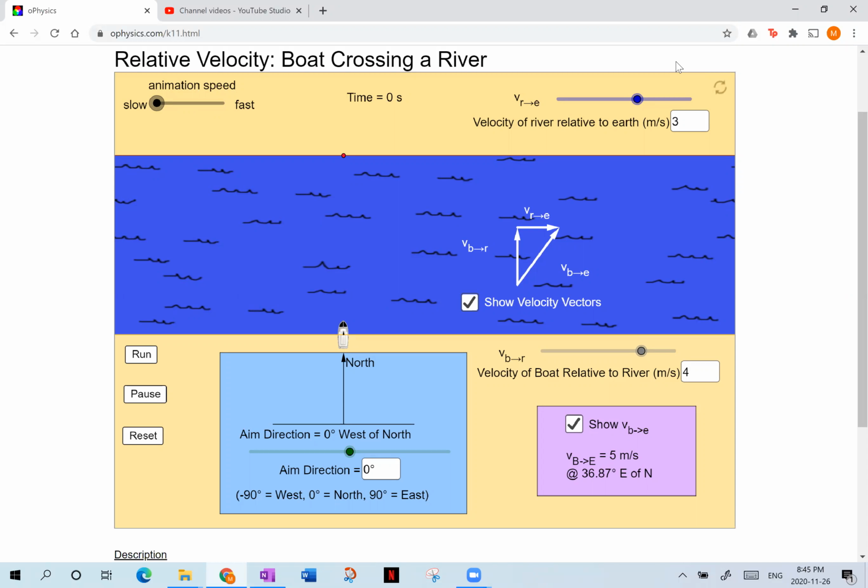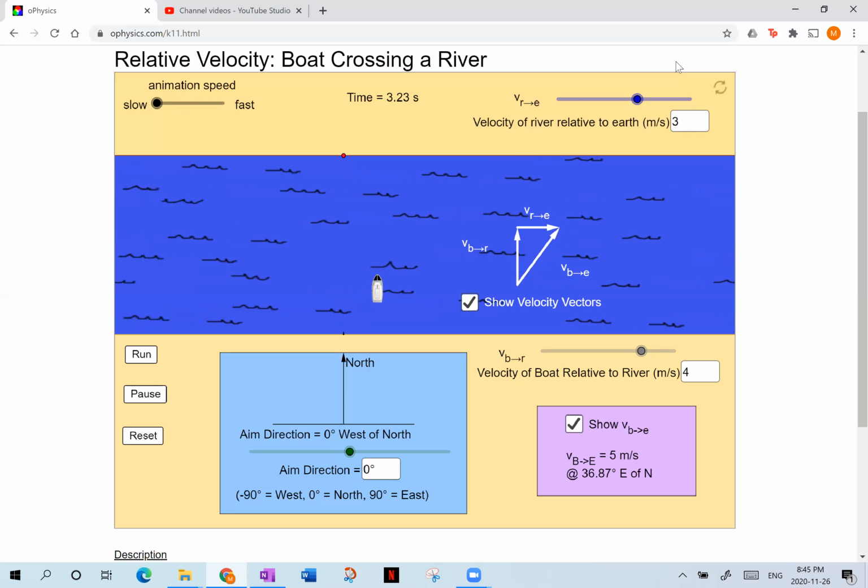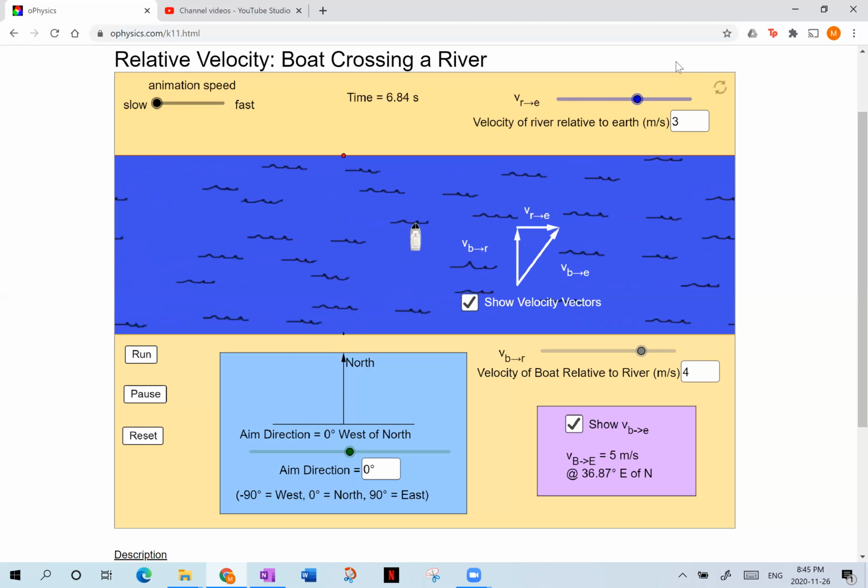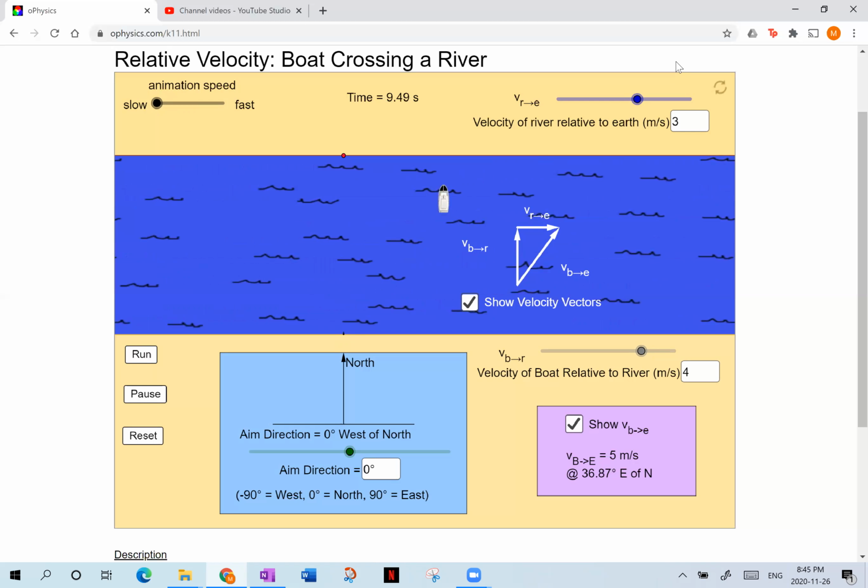For now, I'm going to show you an example of how you would navigate a boat across a river. On your screen you're seeing a boat that's about to cross a river. This river has a current flowing towards the east. The boat is pointing itself due north. Watch what happens when I click run. The boat is pointing north, but it's actually traveling east of north, because the current is forcing the boat to move eastward while it moves northward.